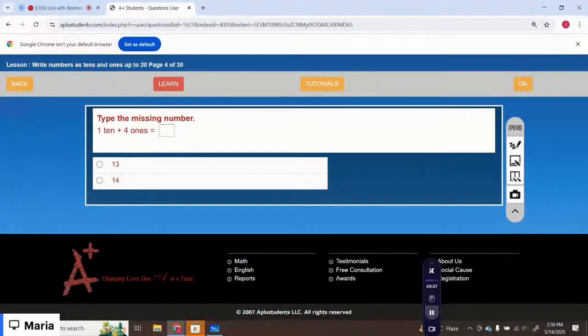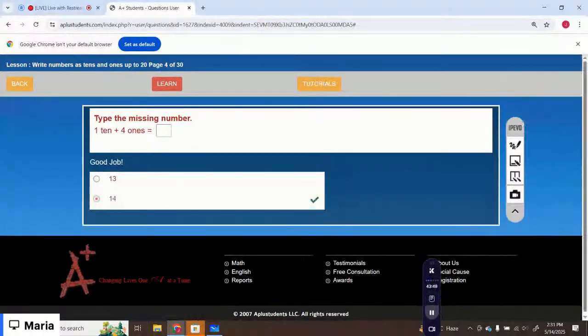1 ten plus 4 ones. So which is the correct option? 1 ten plus 4 ones is 14. Option number 2 is the correct option.